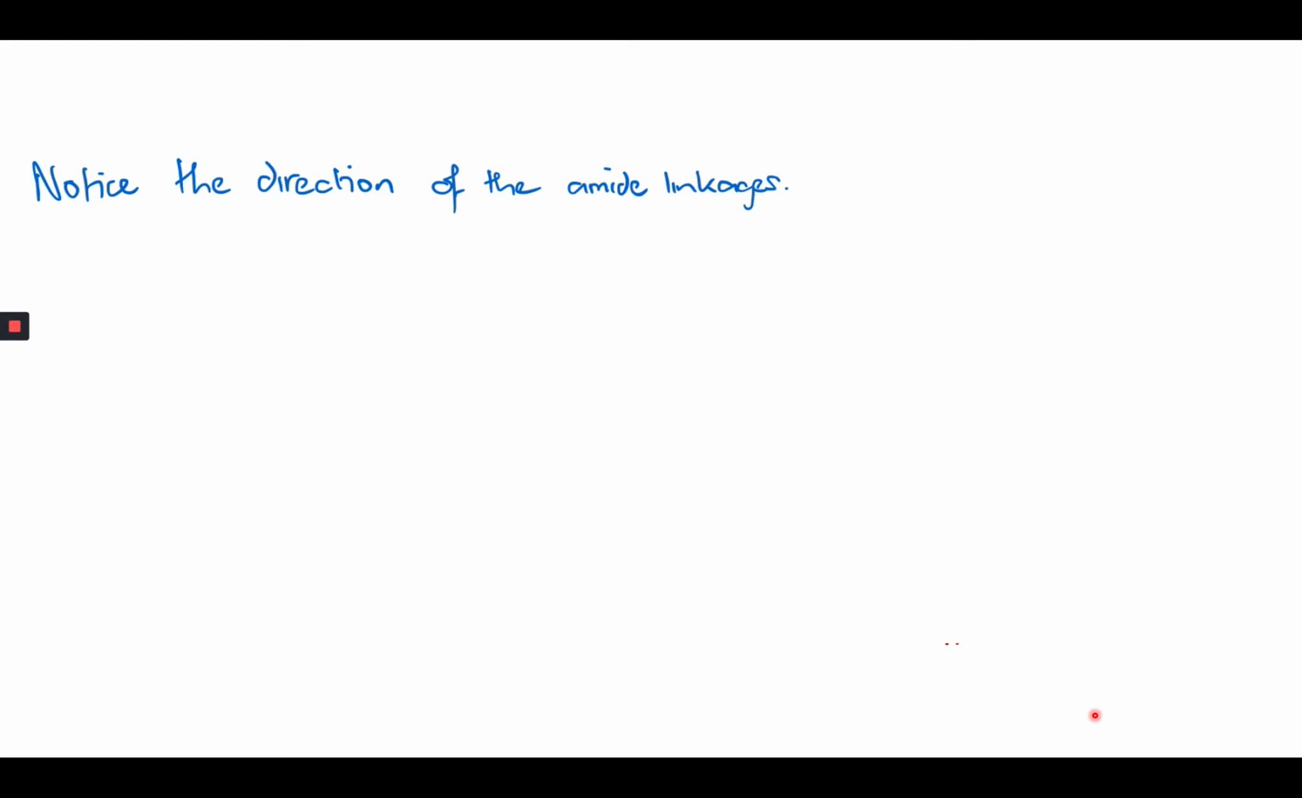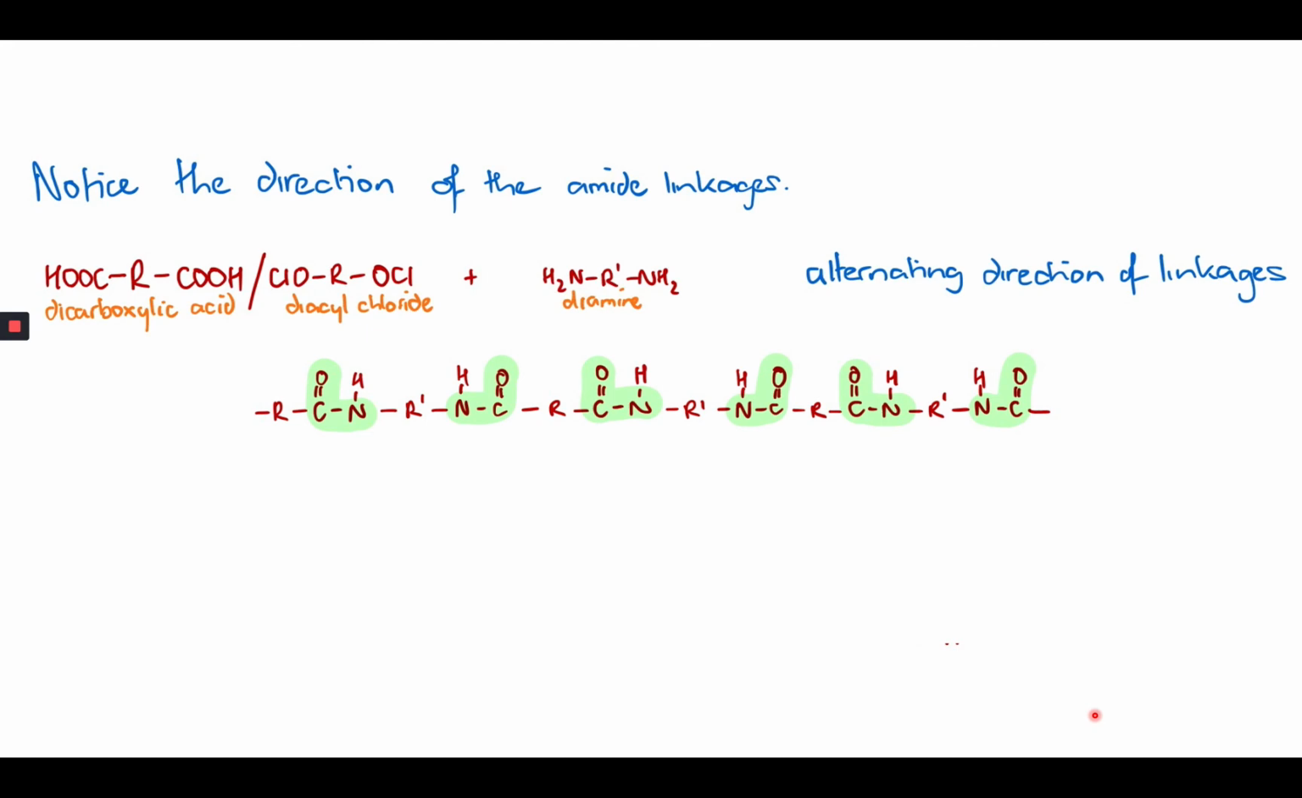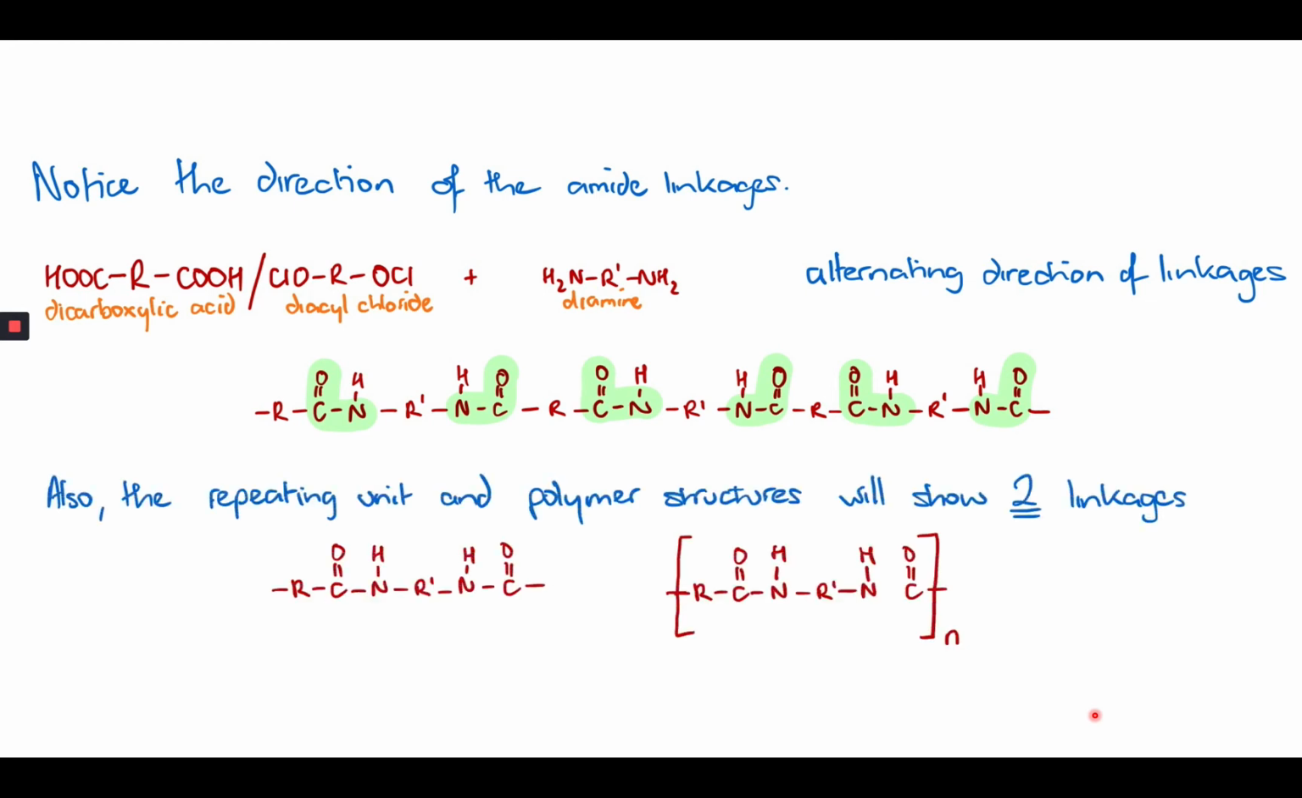Just while we're on the amides, let's look at those directions of the linkages again, like we did with the polyesters. Let's see if the same thing is happening. So this is if we've got 2 monomers. So we've got our dicarboxylic acid or diacyl chloride and our diamine, and you can see again, just as it was with the polyesters, if we have 2 monomers, we've got alternating direction of linkages. So that means our repeating units and our structures also show 2 linkages.